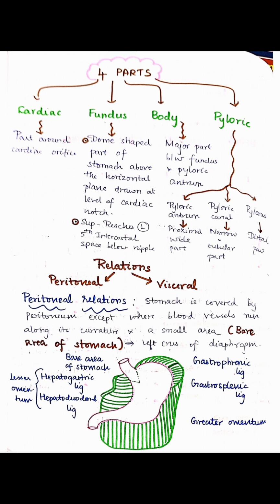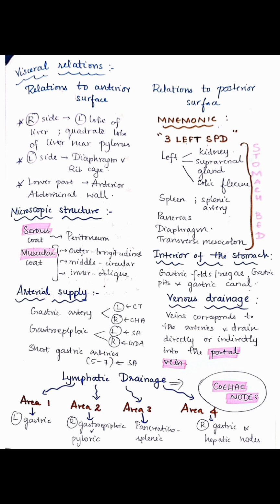Peritoneal relations: the stomach is covered by peritoneum except where the blood vessels run along its curvatures and a small area called the bare area of the stomach, which is directly related to the left crus of the diaphragm. Next are the visceral relations. Relations to the anterior surface: the right side is related to the left lobe of the liver, and the quadrate lobe of the liver near the pylorus, and the left side is related to the diaphragm and rib cage. The lower part is related to the anterior abdominal wall.